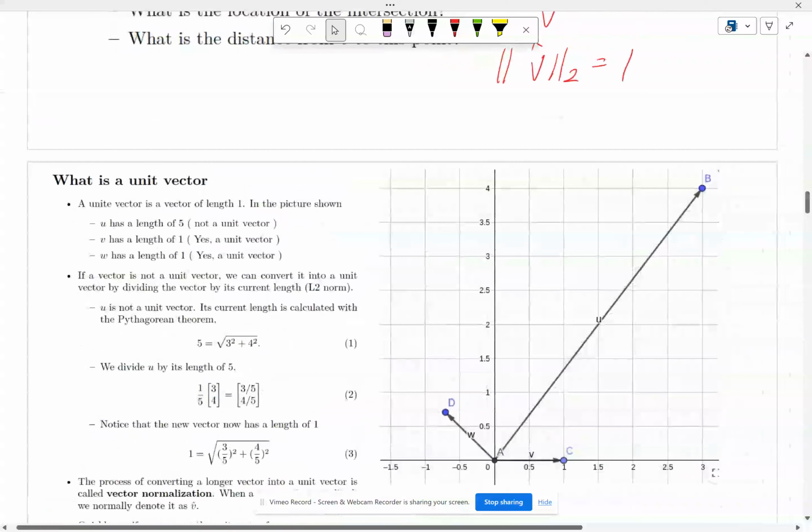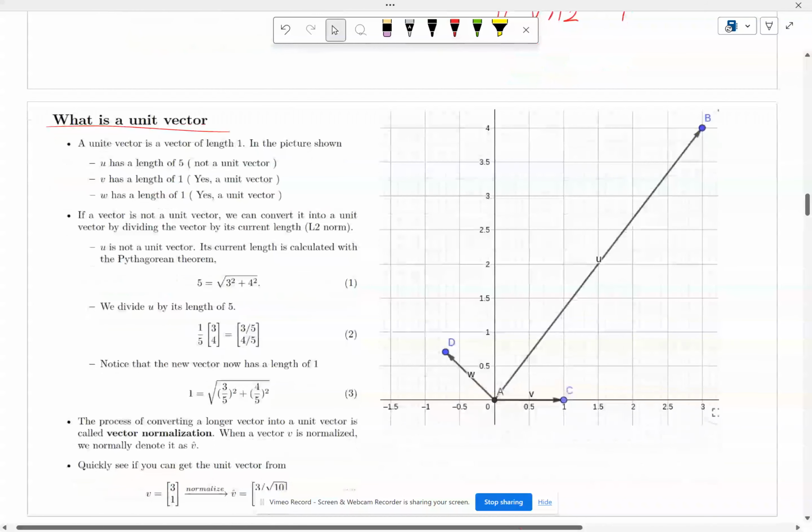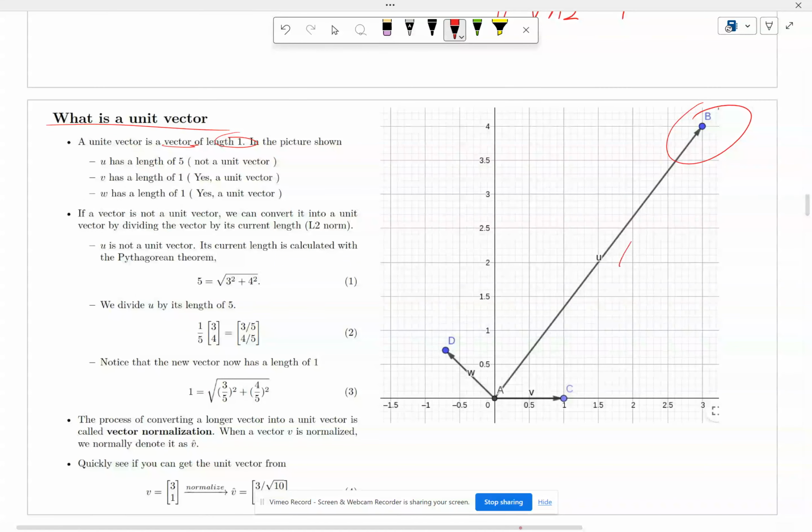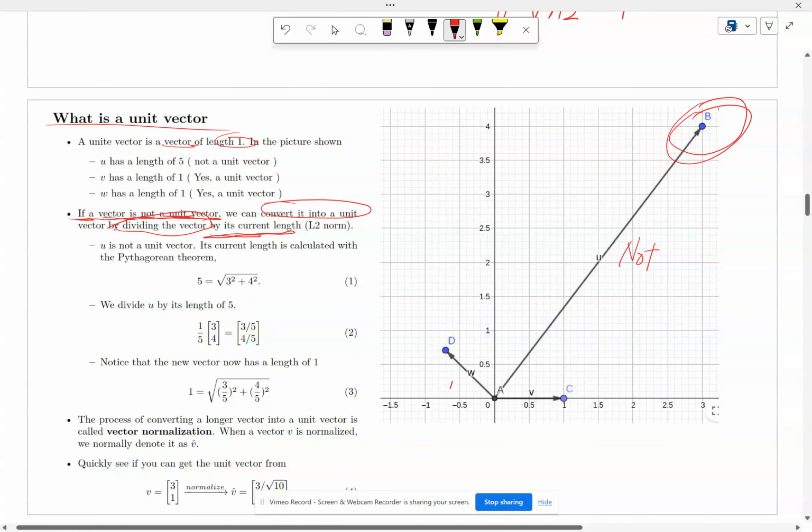So what is a unit vector? A unit vector is a vector of length 1. Like in the picture, this is not a unit vector because the length is not 1. This is a unit vector because the length is 1. So is this one. Its length is also 1. If a vector is not a unit vector, we can always convert it into a unit vector by dividing the vector by its length. So we can convert this one into a unit vector by dividing all the numbers here by the length itself.